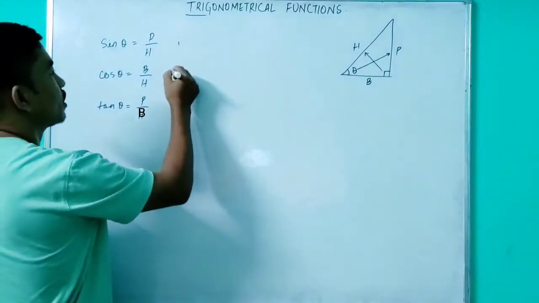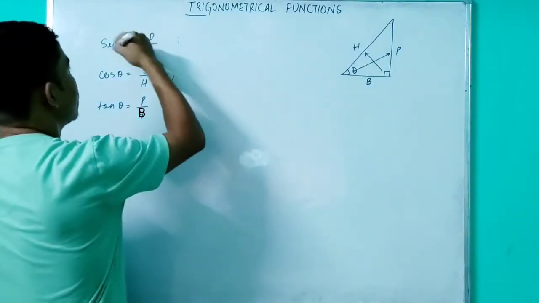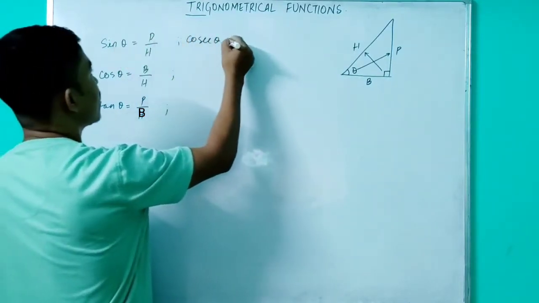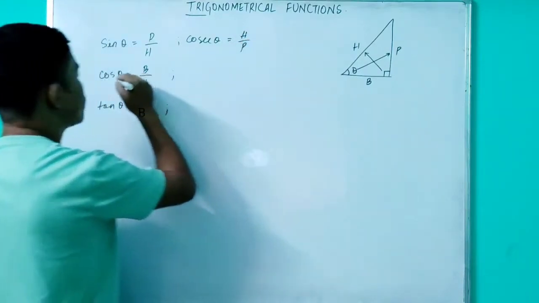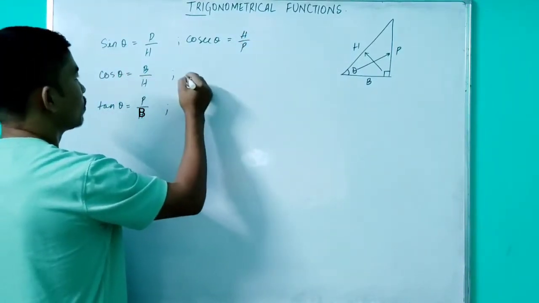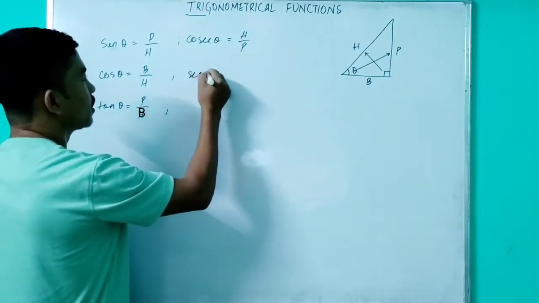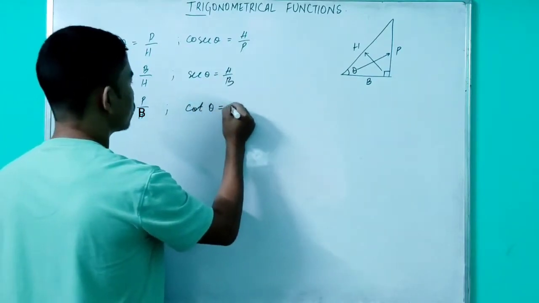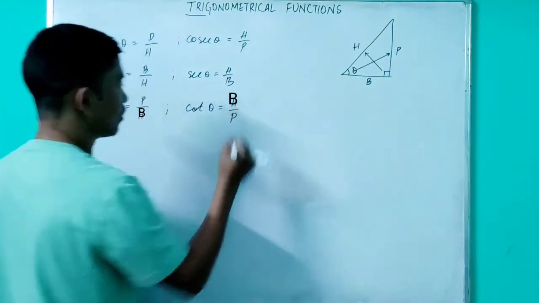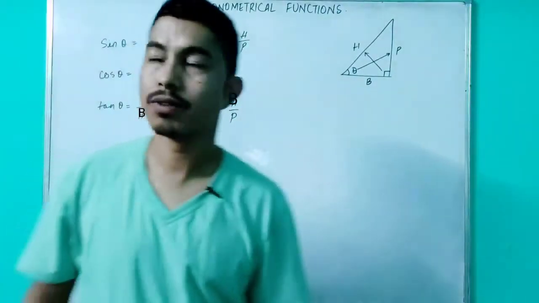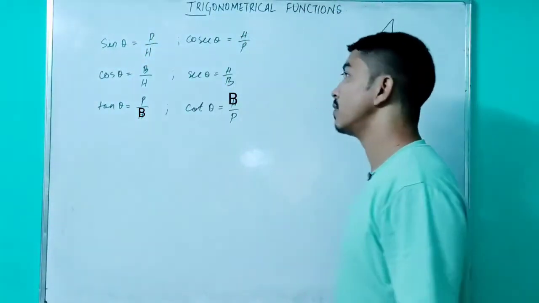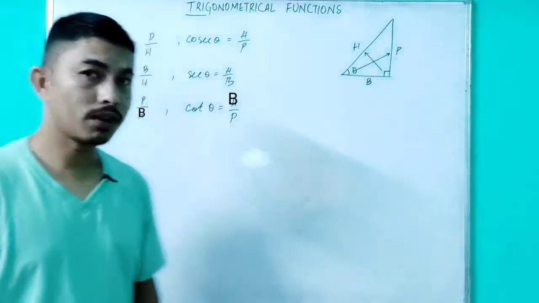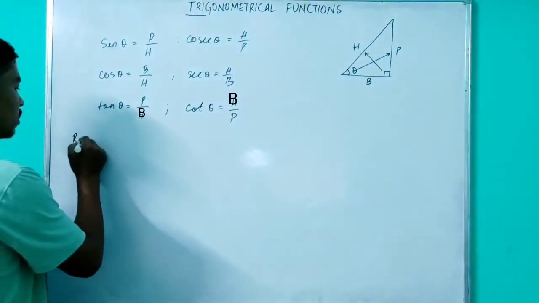In the same way, if I reverse these ratios, the trigonometric ratio we obtain is cosec theta. So cosec theta is the reciprocal of sine theta and is given by hypotenuse by perpendicular. Similarly, the reciprocal of cos is sec theta, given by hypotenuse by base, and for tan we have cot theta, which equals base by perpendicular. So these six trigonometric ratios are the ratios of the different sides of a given right angled triangle.